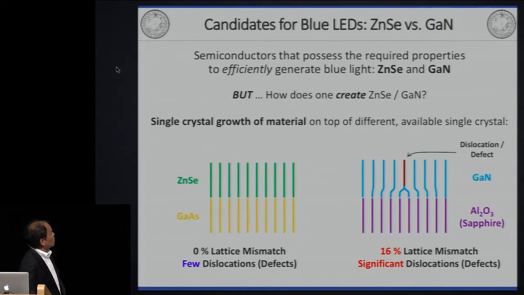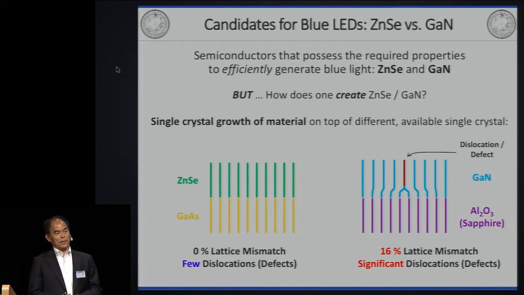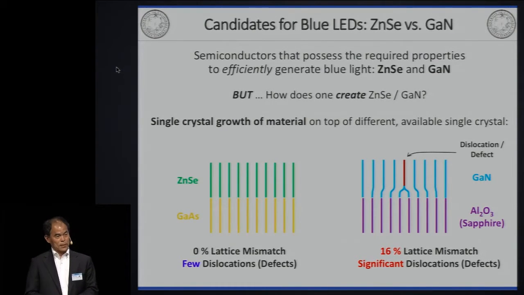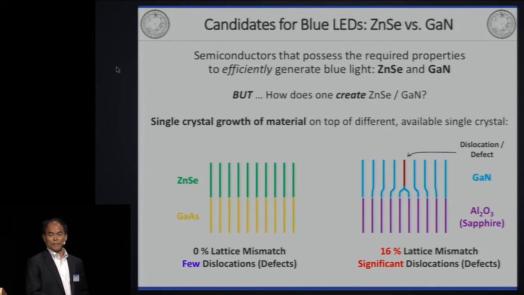So why was it hard to make? Next, how to invent blue LEDs. In the 80s and 90s, development of the blue LED was very popular among scientists all over the world. At that time, there were two kinds of material available. One is zinc selenide-based material, and the other is gallium nitride-based material.